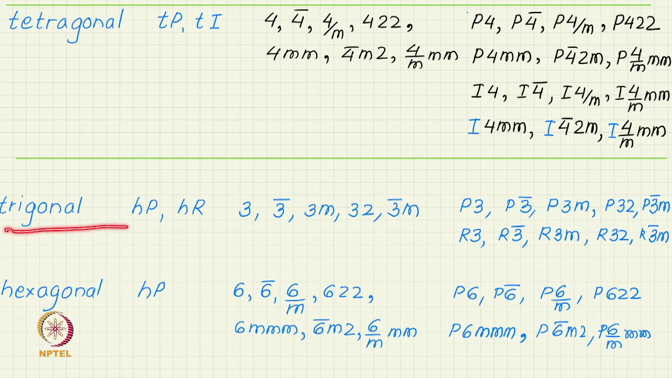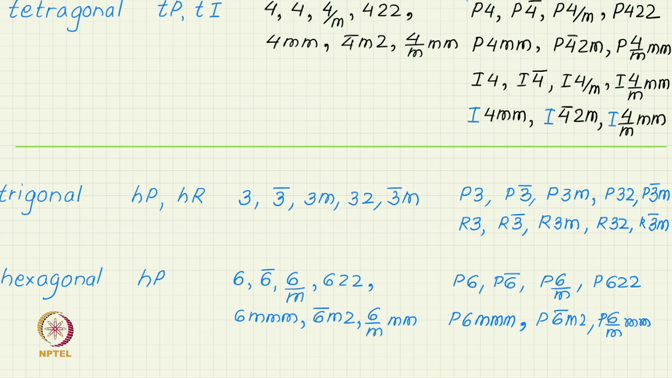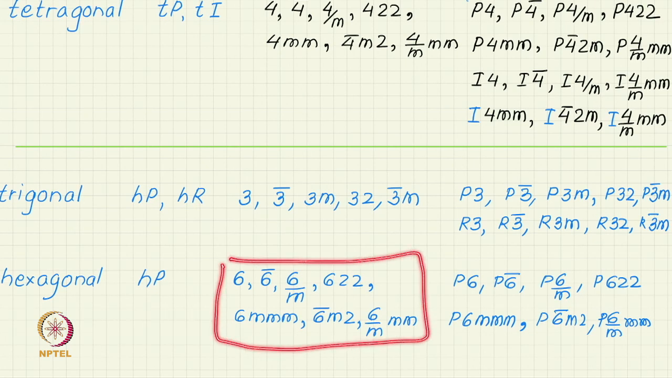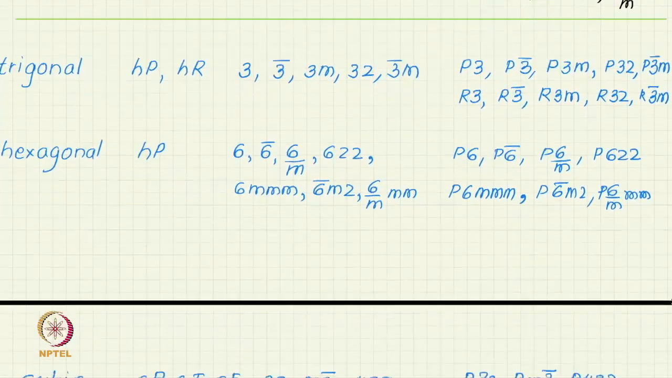Trigonal has two lattices, hexagonal P and hexagonal R. I have another video which discusses this in detail, and there are 5 point groups: 3, 3 bar, 3 2, 3 m and 3 bar m. So, each of them combined with these two lattices gives you the 10 space groups shown here. Hexagonal has again 7 point groups, but there is only one lattice associated with hexagonal, the hexagonal primitive. So, that generates the 7 space groups shown here.